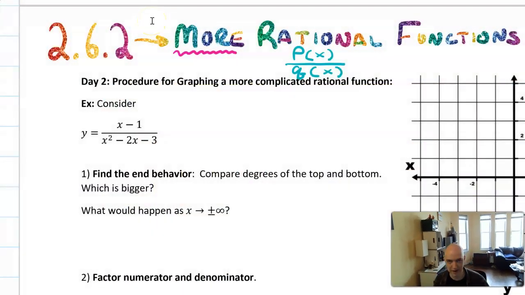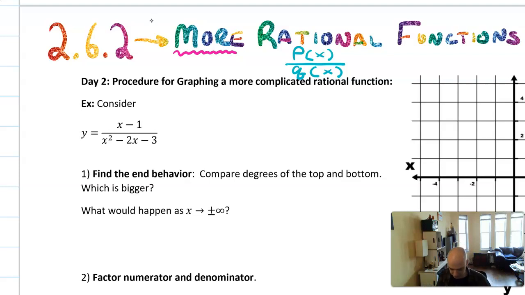Today we're going to be looking at 2.6.2, which is more about rational functions. In the last video we looked at transformations of the functions 1 over x and 1 over x squared, and we also learned how to find holes. If you need to go back and review any of those things, I'd recommend you go back and look at the previous video. But it turns out that most rational functions are not transformations of 1 over x or 1 over x squared. They're sort of complicated objects on their own.